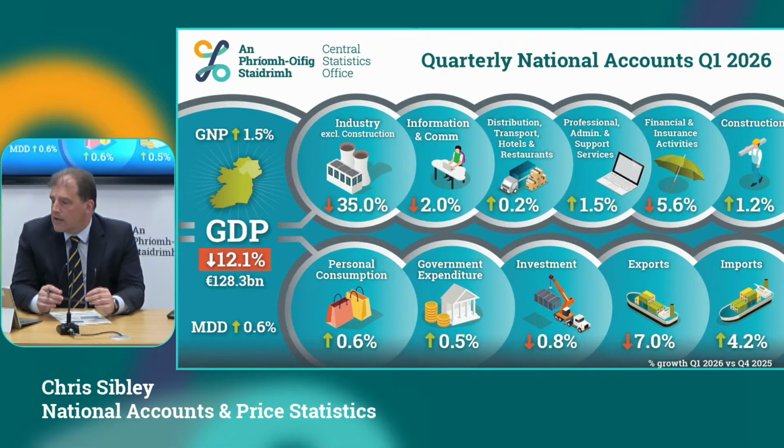Our infographic here shows you the output method on the top and the expenditure method on the bottom. That fall in GDP, you can see, is driven by the industry data there in the first bubble along the top. The other big multinational sector, the ICT sector, is down 2%, but then a big domestic sector, distribution, transport, hotels and restaurants, is up 0.2% along with a small increase in construction.